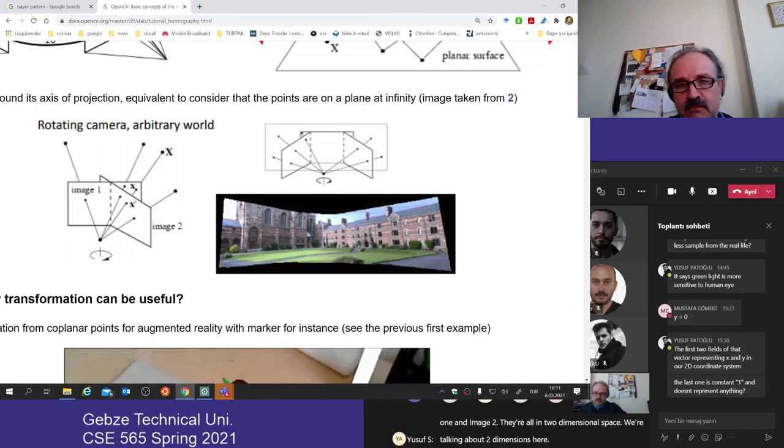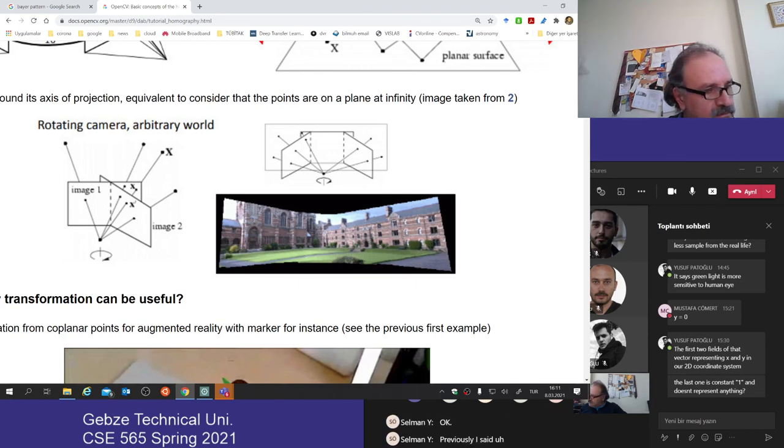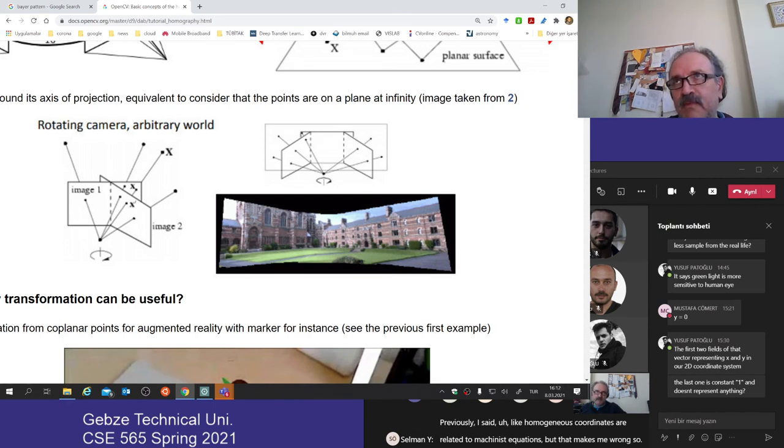Previously, I said homogeneous coordinates are related to homogeneous linear equations, but that makes me wrong. So I just want to correct that. Okay. Good.